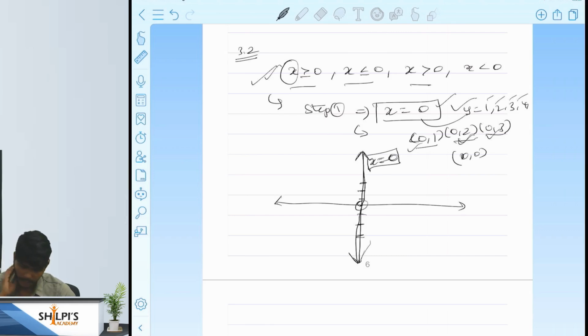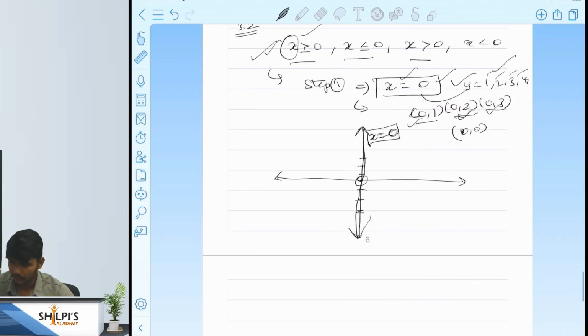So if I have only one variable in that linear inequality, the first step will be like this. The second step will be, you can take n number of values for the other variable, combine both and you will get some points, plot the points, and you can get the line. So this is the line for x equal to 0, but I want x greater than or equal to 0. What will we do?